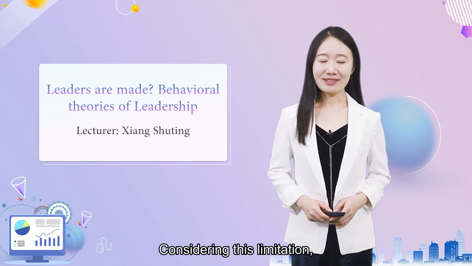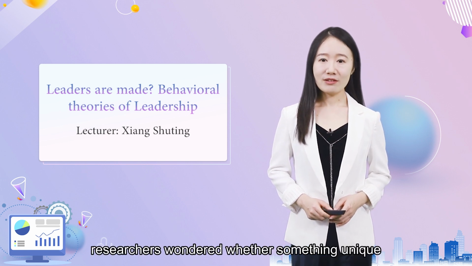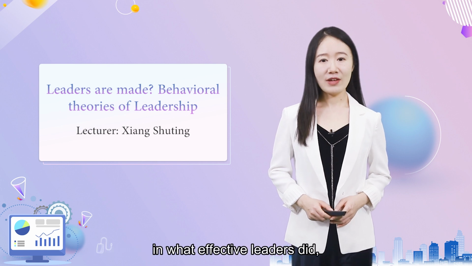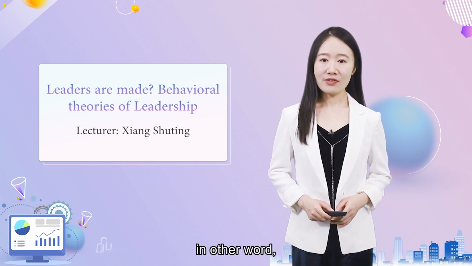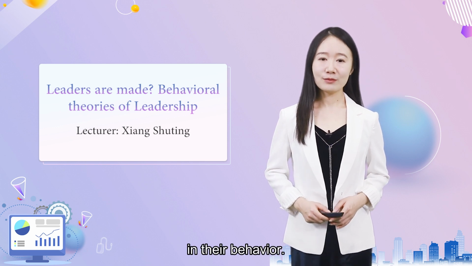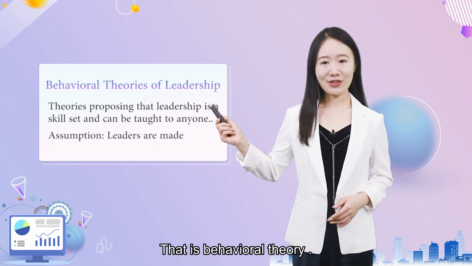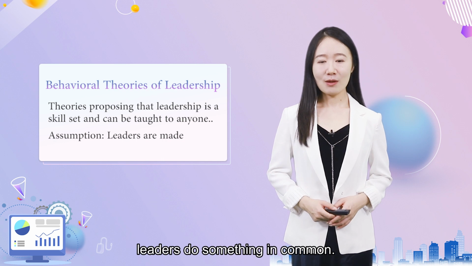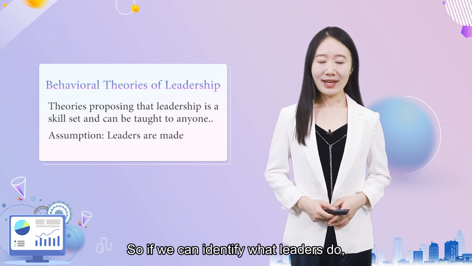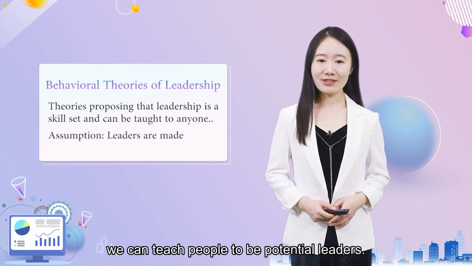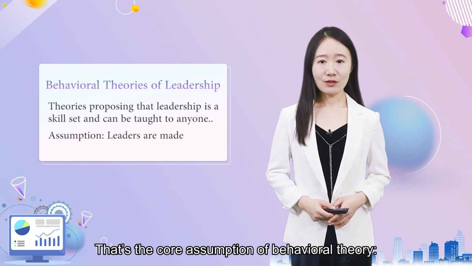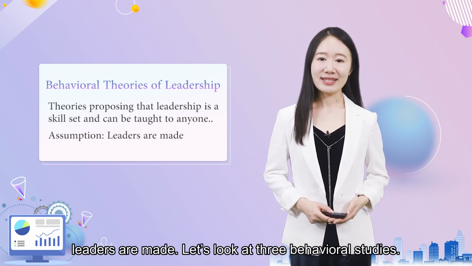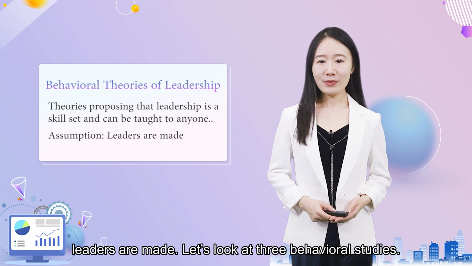Considering this limitation, researchers wondered whether there was something unique in what effective leaders did, in other words, in their behavior. That is behavior theory. From the behavior perspective, leaders do something in common. So, if we can identify what leaders do, we can teach people to be potential leaders. That's the core assumption of behavior theory. Leaders are made. Let's look at three behavior studies.